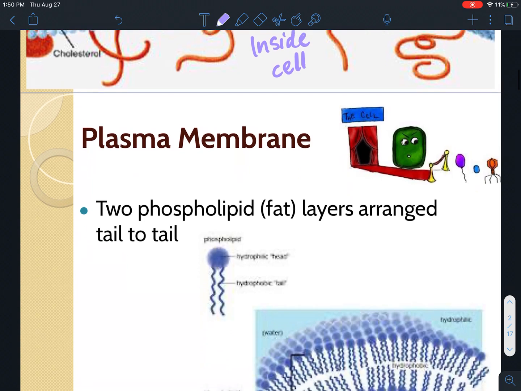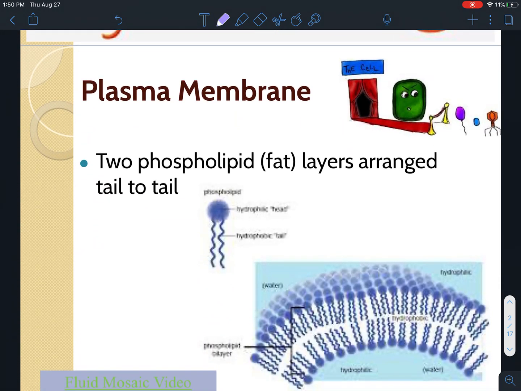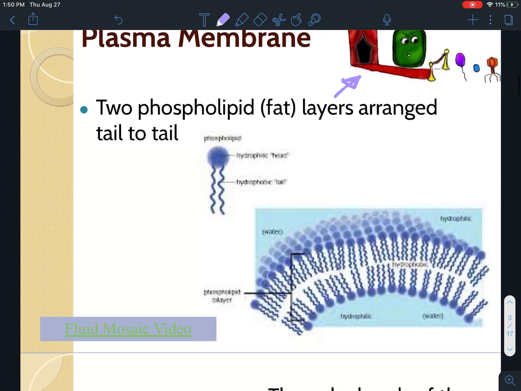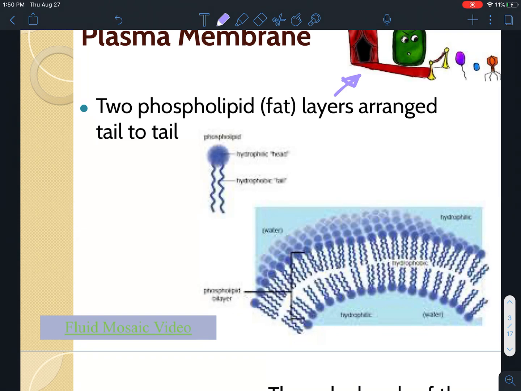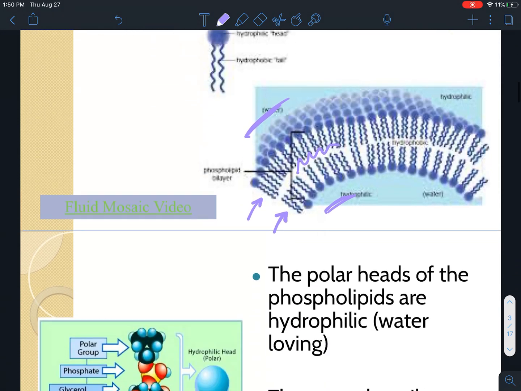So first of all, in order to be the doorman, like this little cartoon here, the cell has to know what's hitting it, and it has to allow some things in and keep some things out. The primary part of the plasma membrane is called a phospholipid bilayer. So the bilayer means there are two layers here. They are made of phospholipids, and they're oriented in this way specifically, where the heads are on the outside and the inside of the cell, and these little tails are on the interior of the plasma membrane.